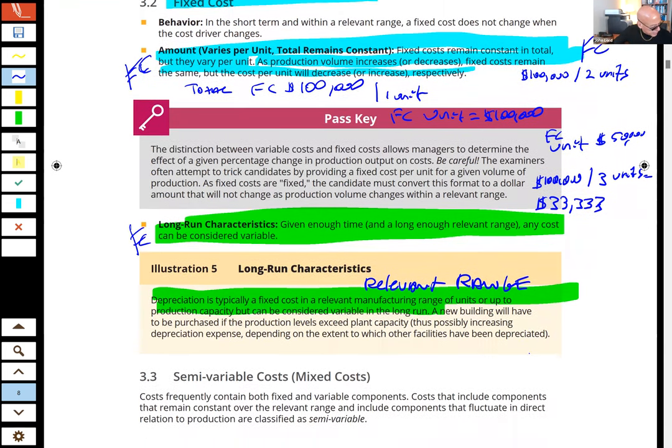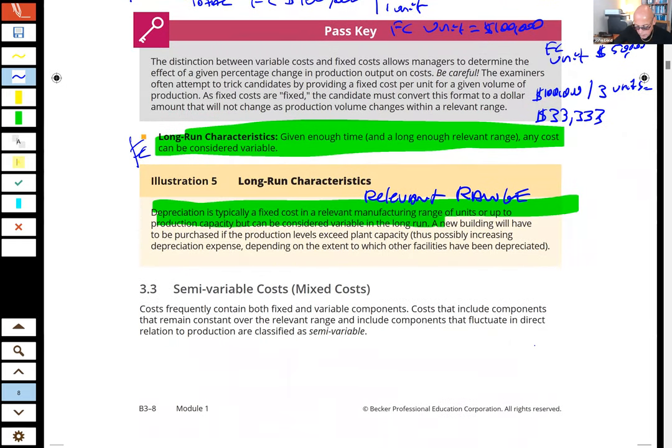I'll show you where they formally call out relevant range in a second, but let's take a look here. Semi-variable, mixed cost. Semi-variable mixed costs have both a fixed and a variable component. If we were to graph them, they would look something like this. If semi-variable costs look like that, what could that be describing? It could be describing my overhead. So my overhead tends to be semi-variable.